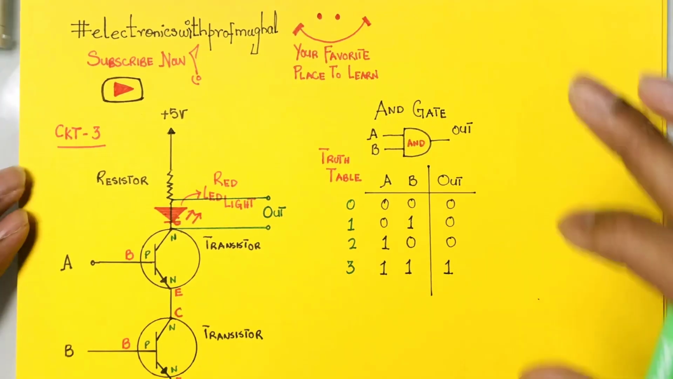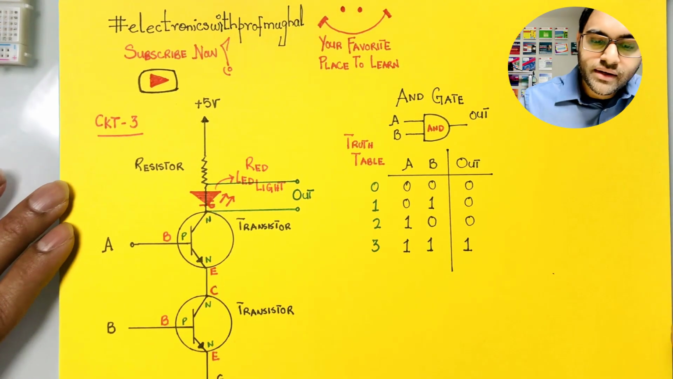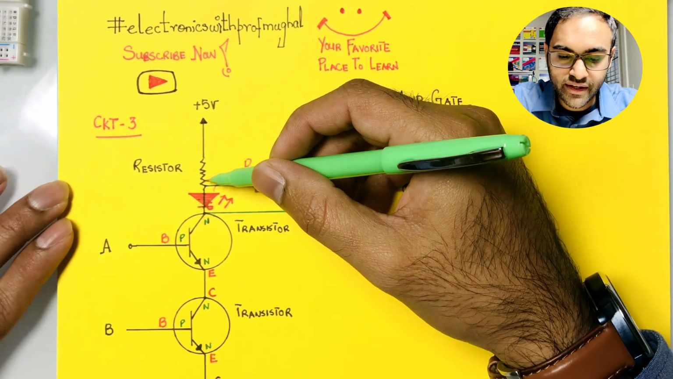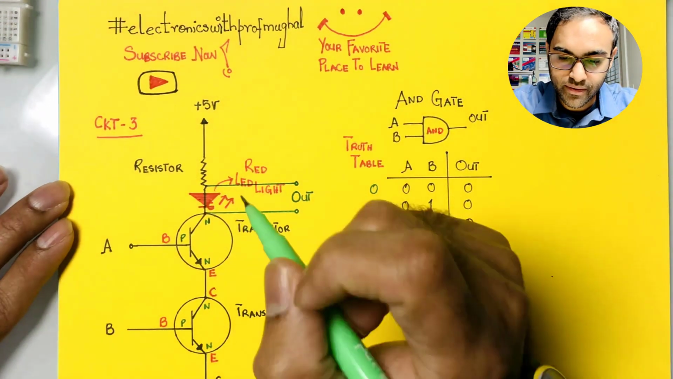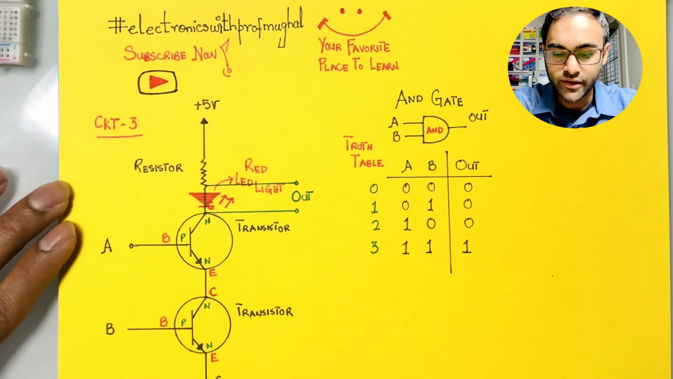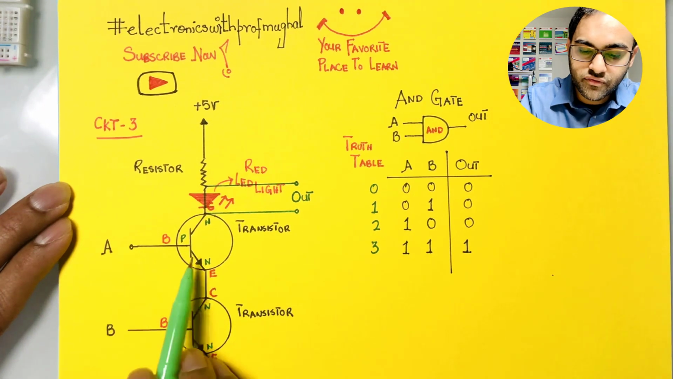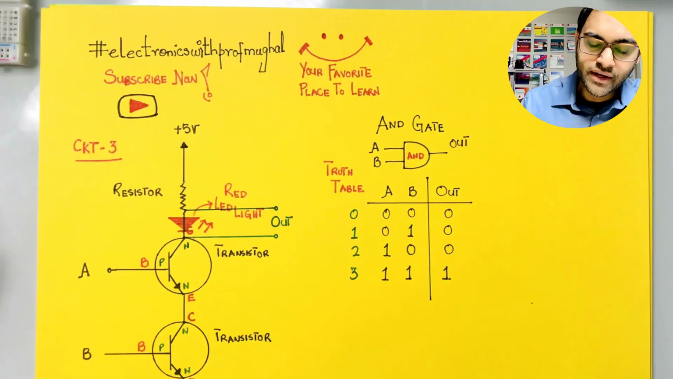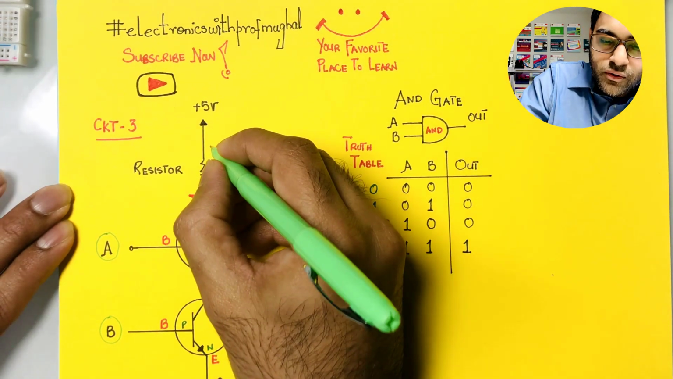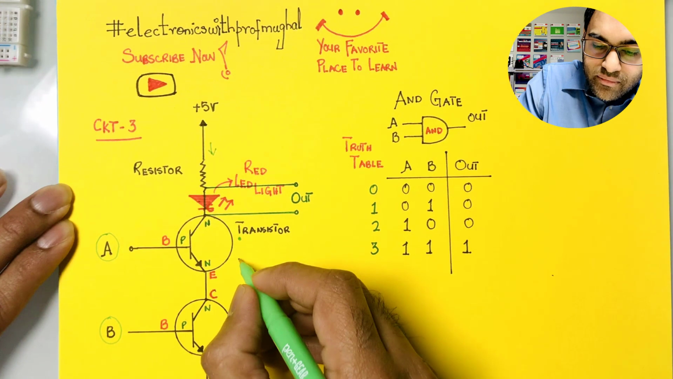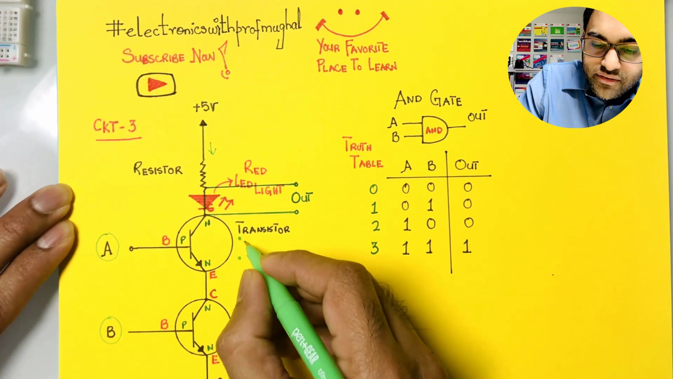What's happening over here? You have a 5-volt source going into a resistor and then connected in series with an LED. In series, you also have 2 transistors right on top of each other. The base of each transistor is connected to a switch or a push button. Now what's going to happen? The current is going to flow in this direction, because there's a disconnect between these two.